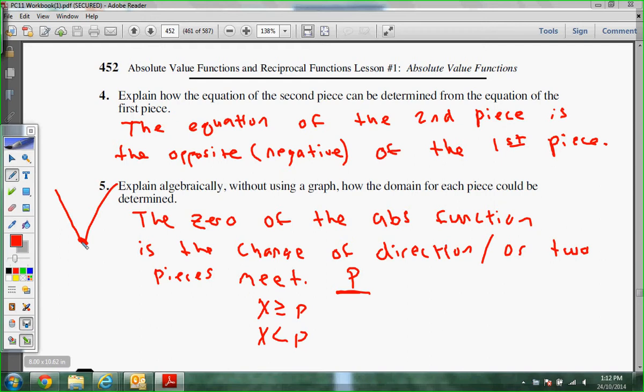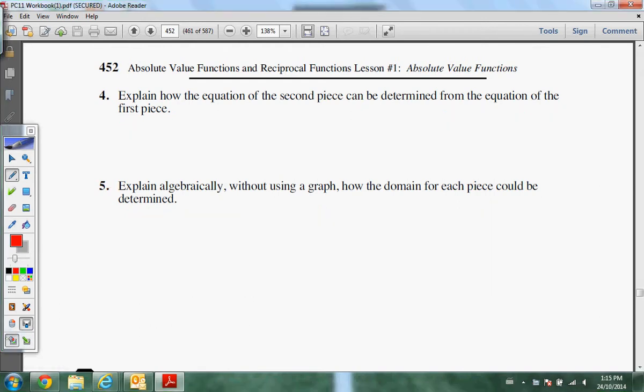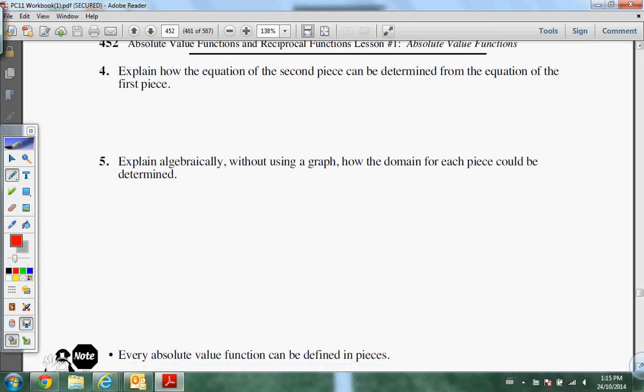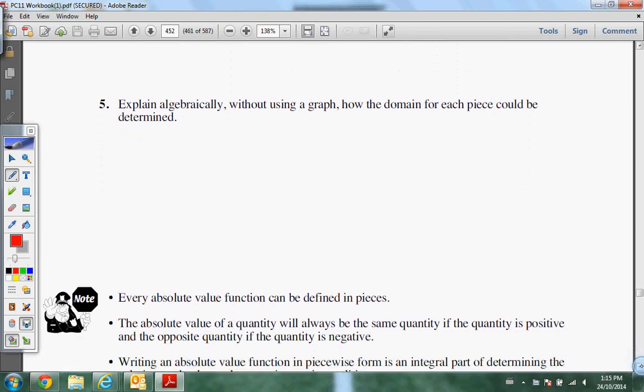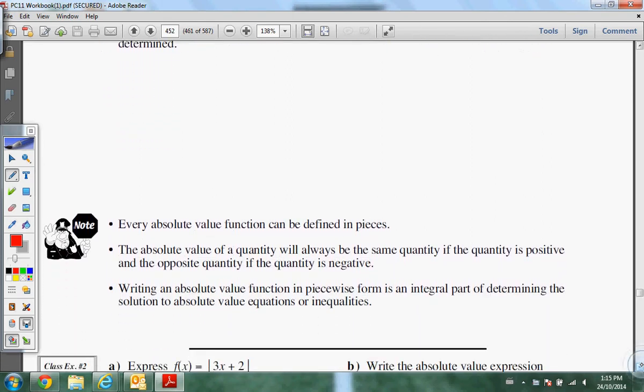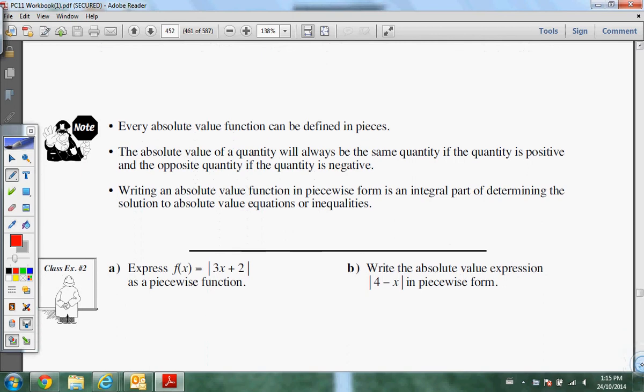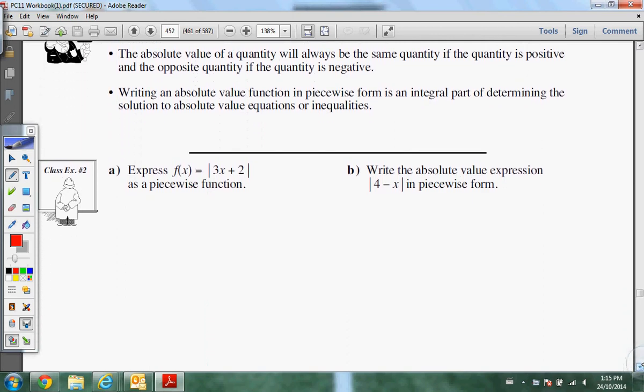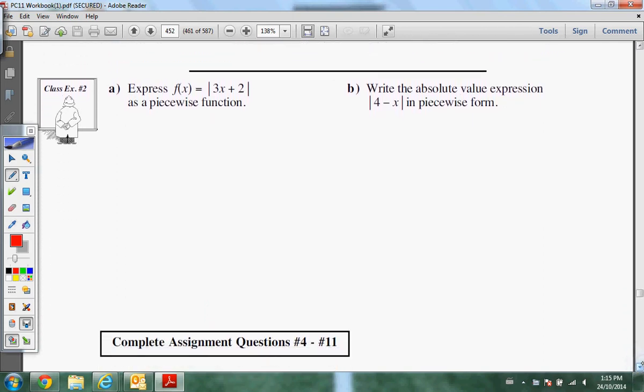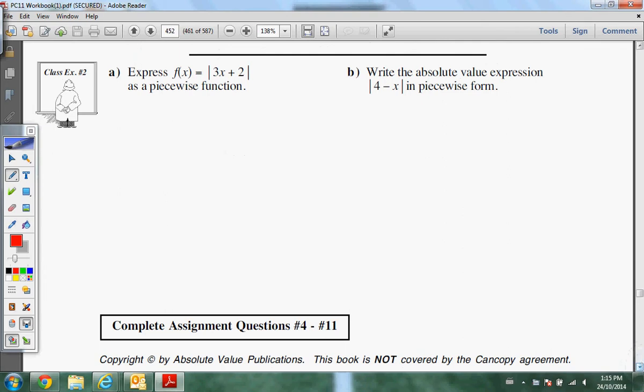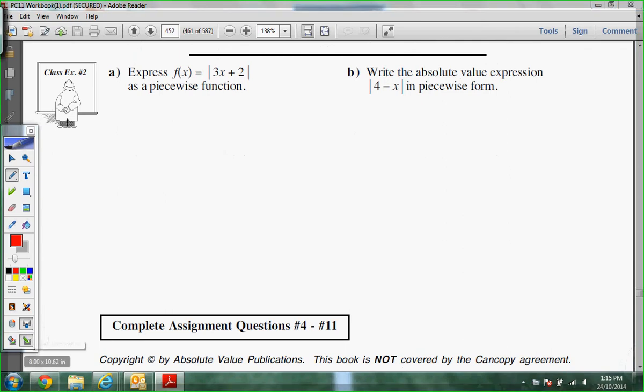All right, now we're going to do a little bit of practice with piecewise, and then we'll be done. Two problems, that's it. All right. Okay. All right, let's finish up.